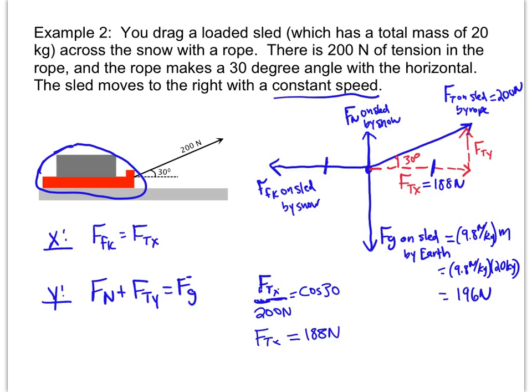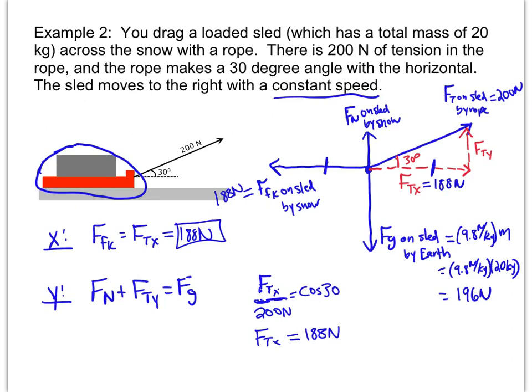Referring to our equations, we know that these things are equal to each other. So that's 188 newtons. So if the problem wanted us to find friction, we know that that's 188 newtons. Working for the normal force, that's the one force that's not given to us. So let's try to find that.